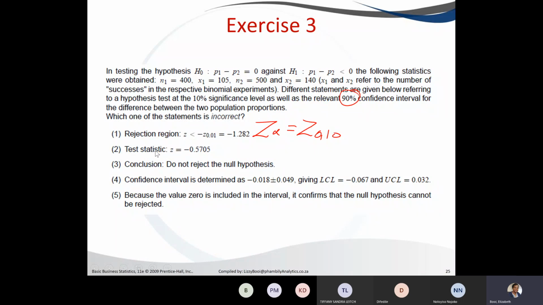The test statistic, remember how you calculate your test statistic: your sample estimate difference, so your sample proportion 1 minus sample proportion 2 divided by the standard error. And the standard error, remember, is different from the standard error of the confidence interval. Here you use the square root of your pooled estimate times 1 minus the pooled estimate times (1 over n1 plus 1 over n2), close bracket. So you must use the right test statistic.